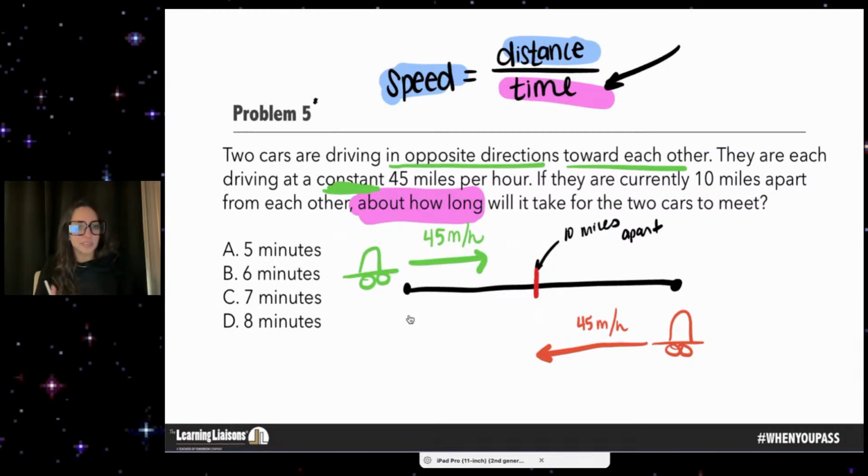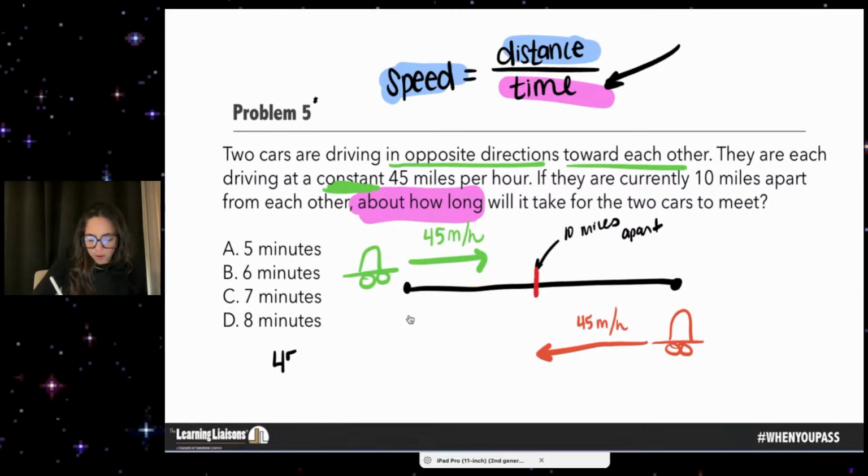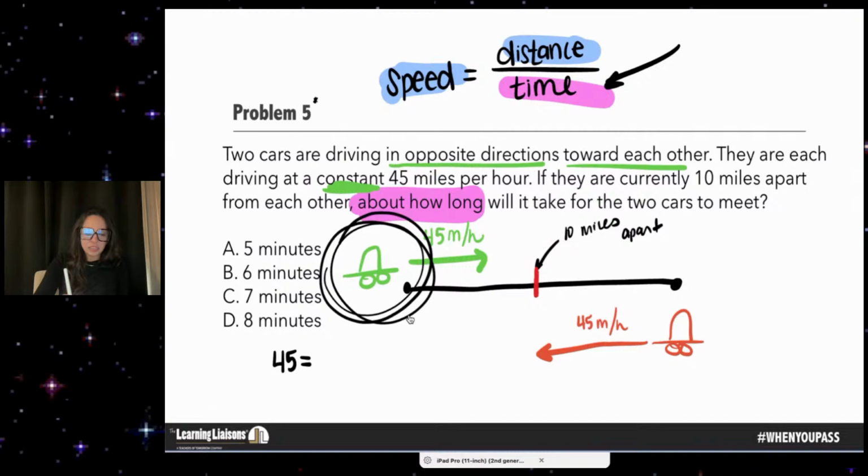Speed equals distance over time. Well, my speed is 45 miles an hour. What is my distance? My distance is not 10. I'm not looking to see how long it takes this car to travel 10 miles. I'm looking to see how long it takes for them to meet.